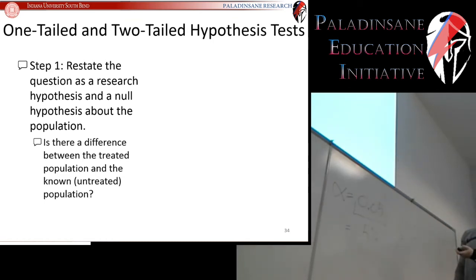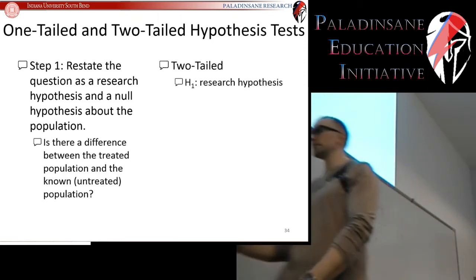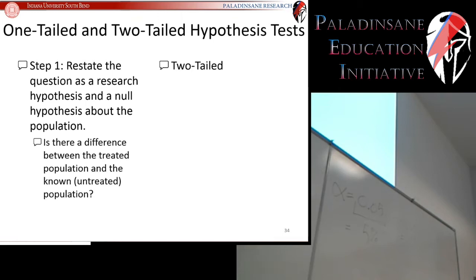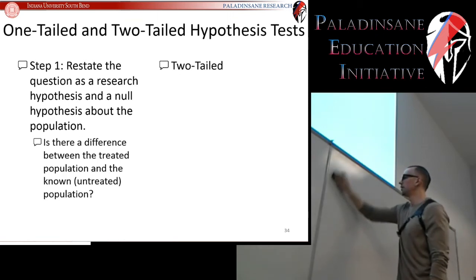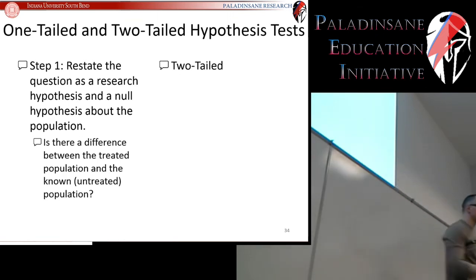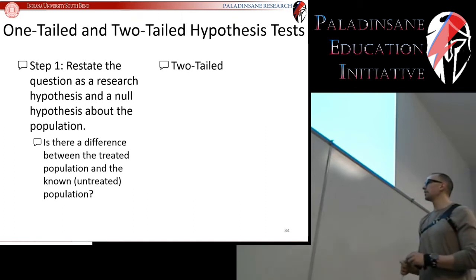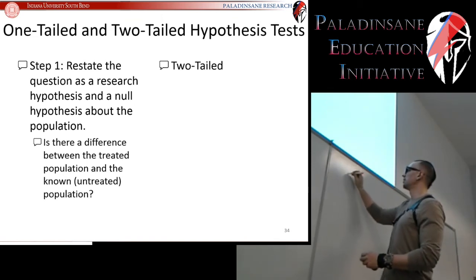So what we need to do now is we need to take a look at two-tailed hypothesis tests and one-tailed hypothesis tests. And the principle for this is that your research and your hypothesis tests have to cover every single possibility that can occur. So when you're taking a look at hypothesis testing, when you're taking a look at possibilities, possible outcomes, right?